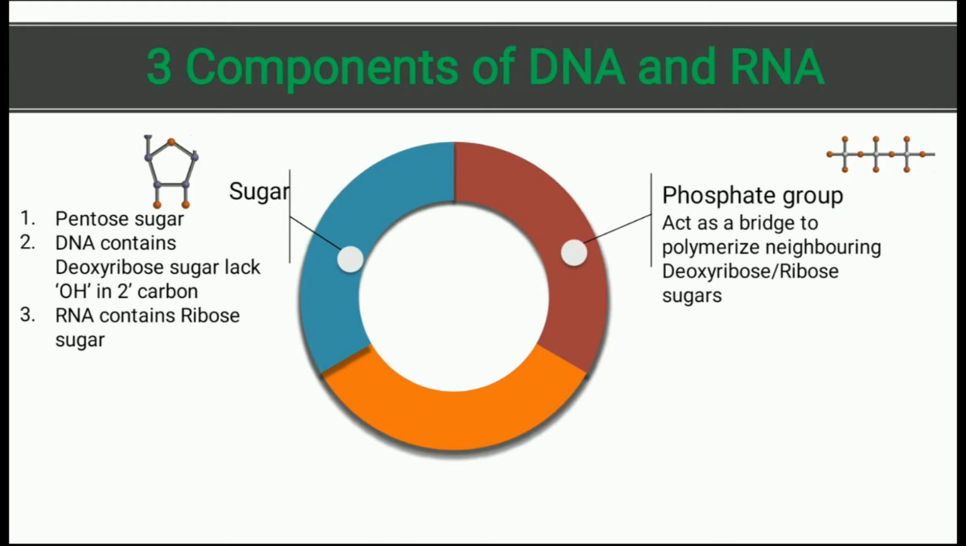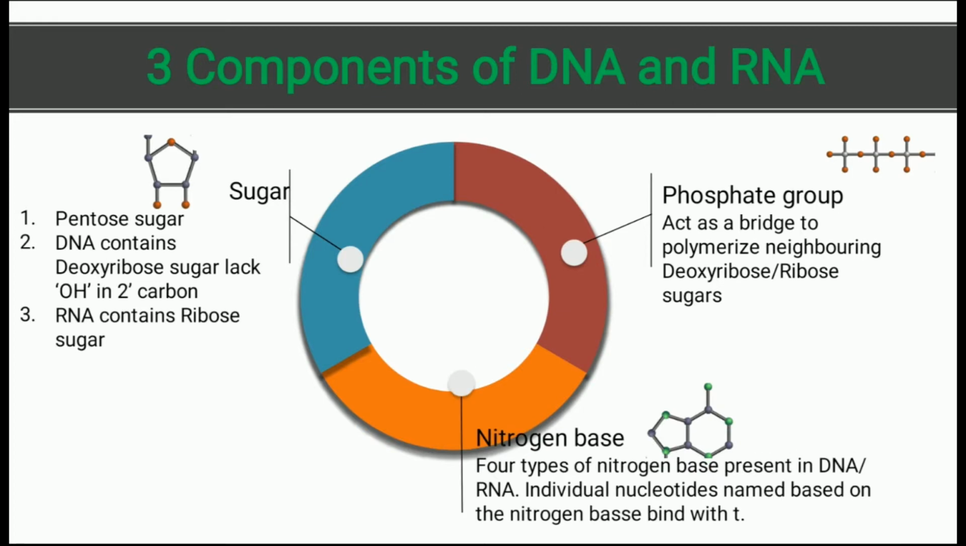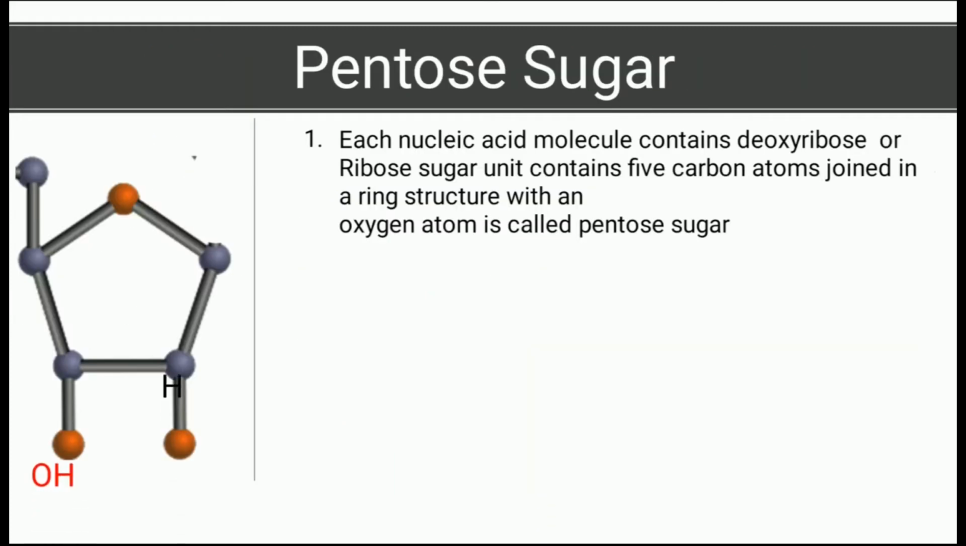The next component is the phosphate group. Generally it exists as triphosphate in the single residue of the nucleic acids and acts as a bridge to polymerize the neighboring deoxyribose or ribose sugars. And the third component is nitrogen base. Four types of nitrogen base are present in DNA and RNA. The individual nucleotides are named based on the nitrogen base. First we will see about the pentose sugar.